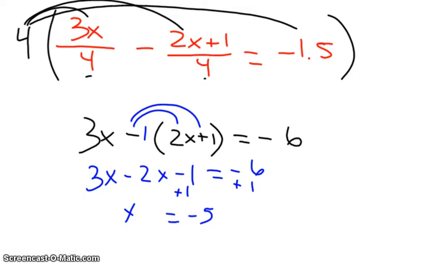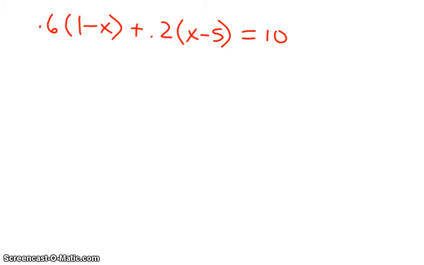So that's x equals negative 5 for our final answer here, so we're good to go. Next one, same basic idea, but now we're dealing with decimals. So let's go ahead and do our distributive property.